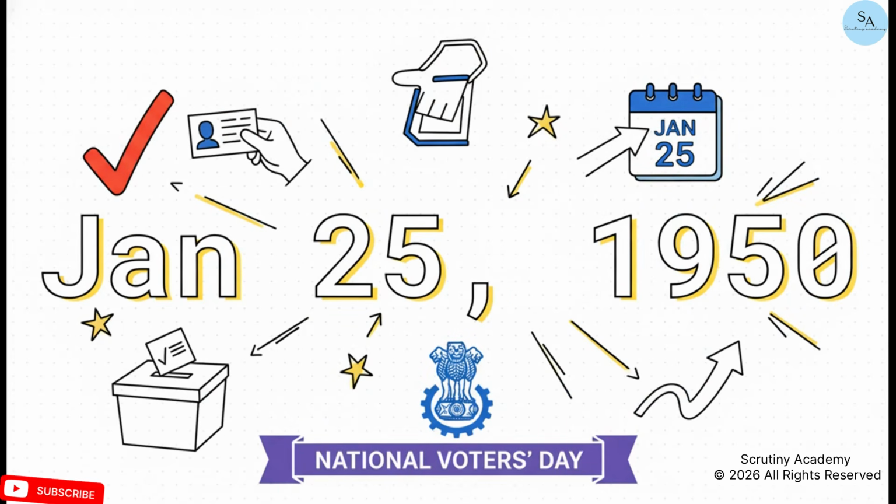Okay, get your memory caps on. January 25th, 1950. You need to remember this date. It's when the ECI was officially formed, and it's a super common one-mark question. Here's a little bonus tip to help you remember. This is also why we celebrate January 25th as National Voters' Day in India.